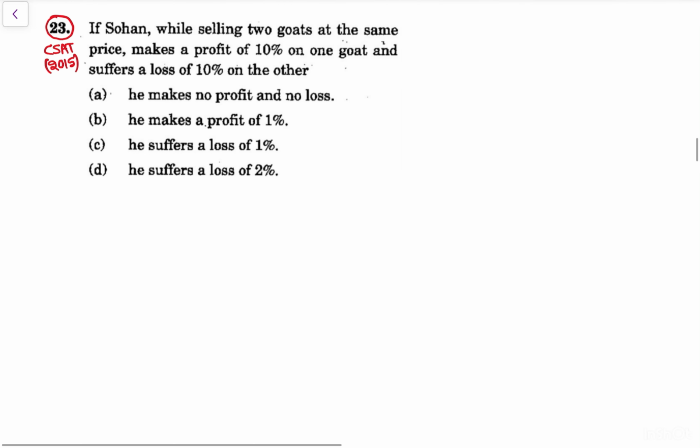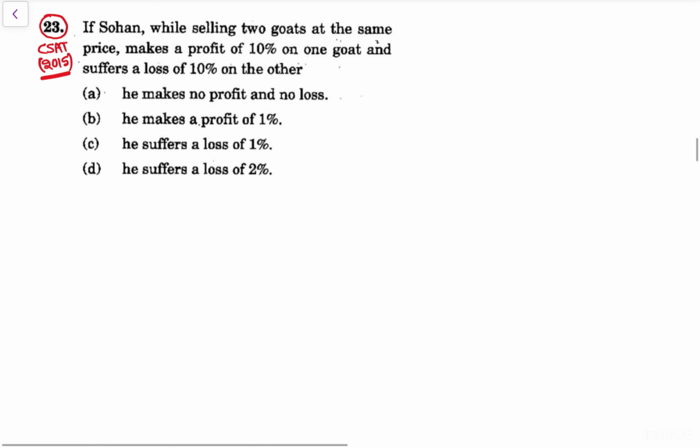See, this is a question asked in CSAT paper 2015. That is, if Sohan, while selling two goats at the same price, makes a profit of 10% on one goat and suffers a loss of 10% on the other, then what is the result?